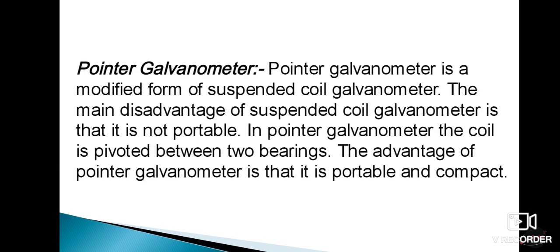Next, we will discuss the pointer galvanometer. The pointer galvanometer is a modified form of the suspended coil galvanometer. The main disadvantage of the suspended coil galvanometer is that it is not at all portable. In the pointer galvanometer, the coil is pivoted between two bearings, and the advantage is that it is portable as well as compact. This is one more type of galvanometer like our moving coil galvanometer. The only difference is that the pointer galvanometer is very handy, portable and compact as compared to the moving coil galvanometer.